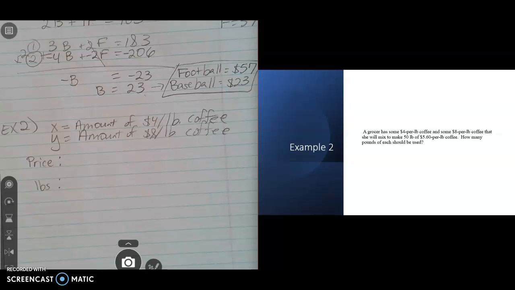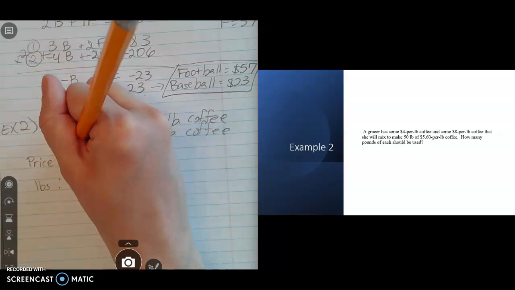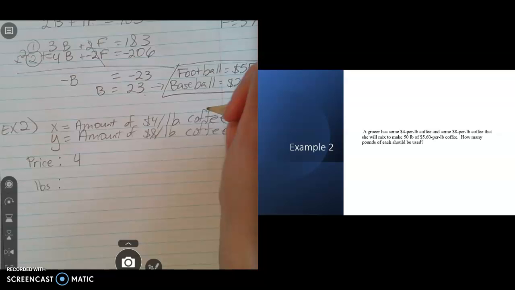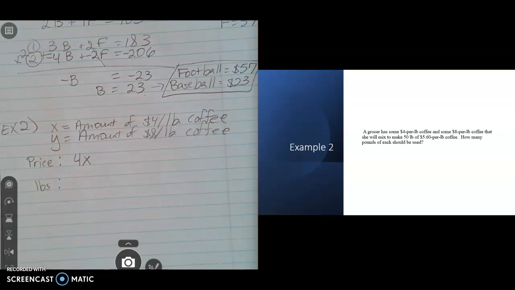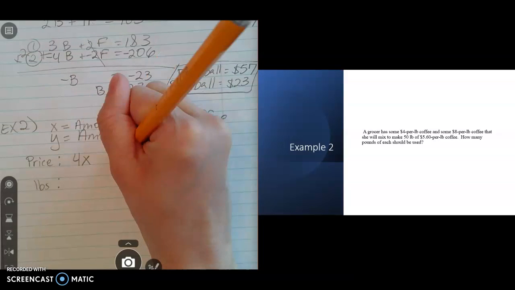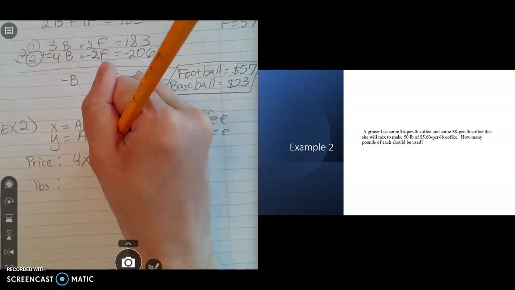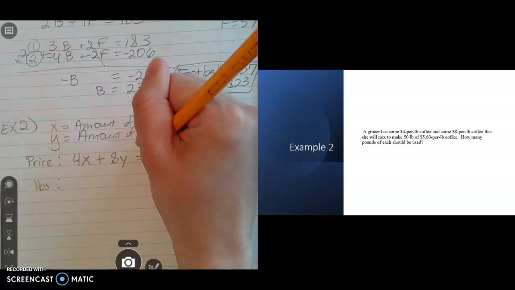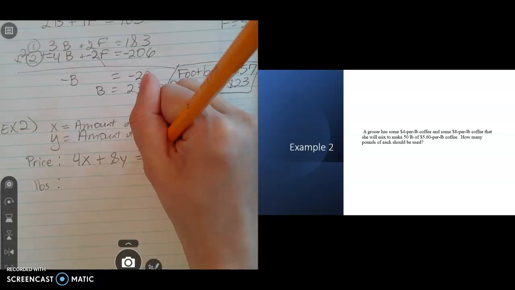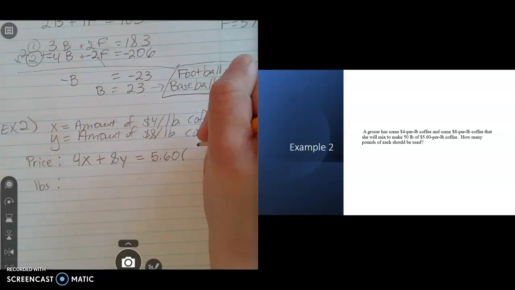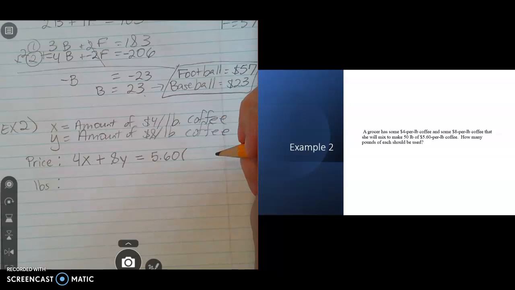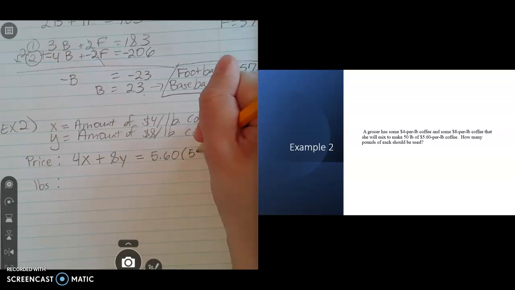So for the price, the $4 per pound coffee, how much is it going to cost? It's going to be $4 times the amount of the $4 coffee that we use. How much is the price going to be with that $8 per pound coffee? Well, it's going to be 8 times however much of the $8 per pound coffee that we use. And then we'll add those prices together to equal our total price. And the total price is $5.60 times the amount of coffee that we have at the end of all of this, which is 50 pounds.